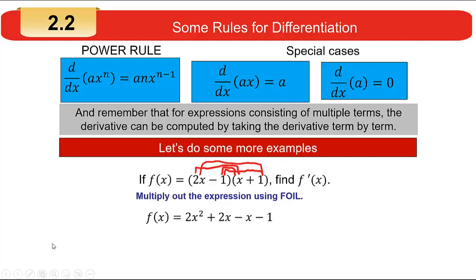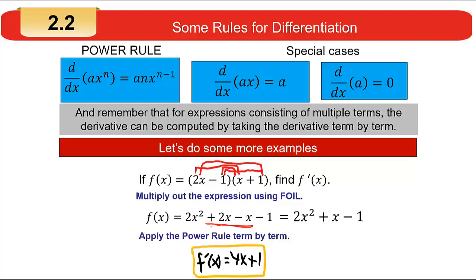So if you do first, outer, inner, last and simplify the middle terms, remember the minus x from the 2x makes 1x. You get a simple expression that you know you can take derivatives of term by term. So you start off looking at the derivative of 2x squared, which is 4x. The derivative of x is just 1. And the derivative of a number is always 0. So the derivative is 4x plus 1.